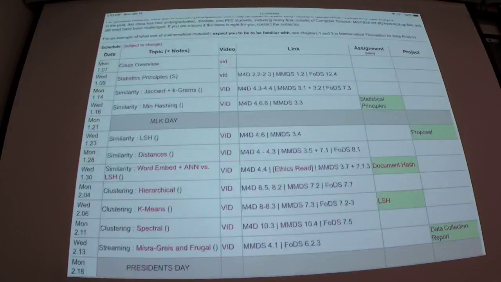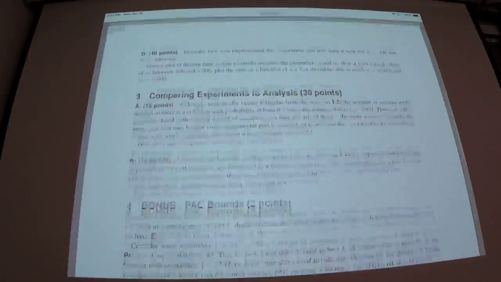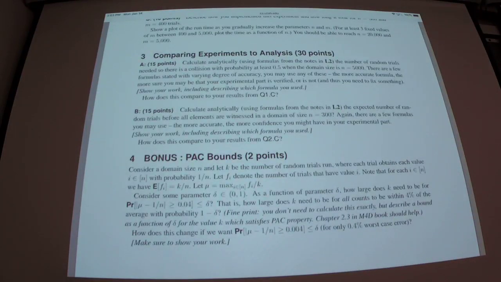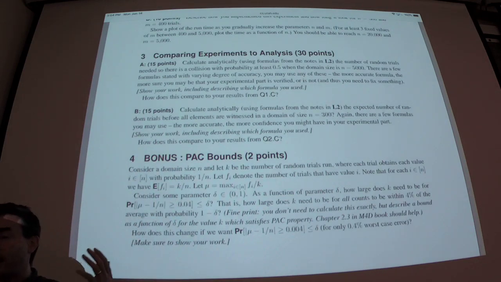Question: Problem 3, when you compare the analytical and experimental trials, on part B, should the analytical be higher or lower than our experimental? It should be about the same. I don't know whether it will be exactly higher or lower. The point of asking a question like this, and one of the points of a lot of the mathematics I'll be doing in the course, is that we'll be doing randomized analysis and randomized algorithms, and it's hard to check whether you're doing it correctly or not, right?